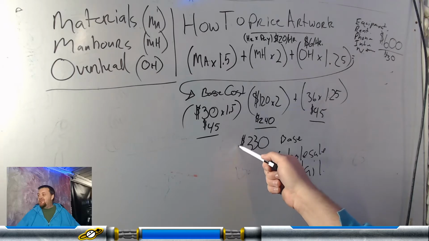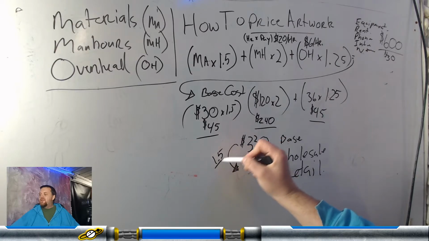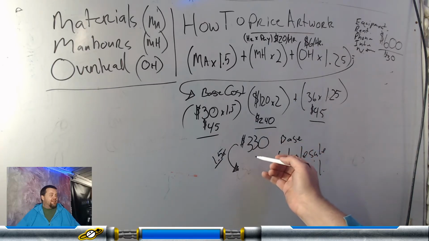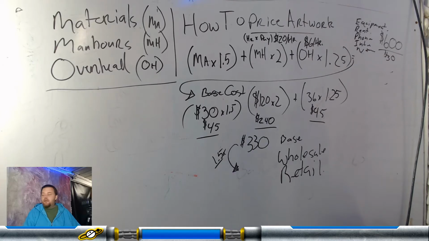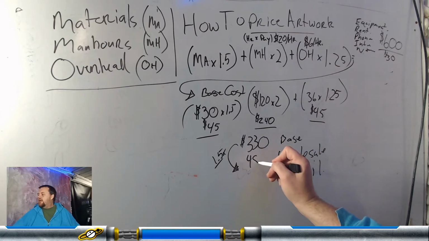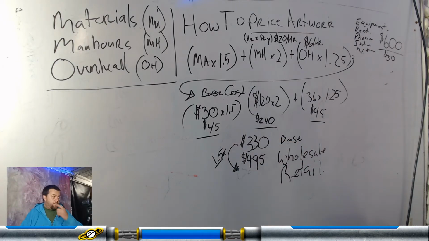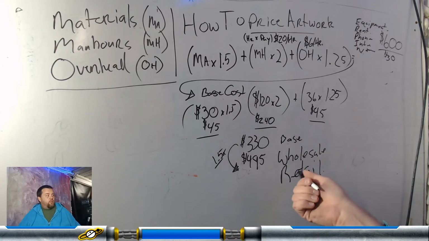I usually say it's going to be about 1.5 times that. Makes it easy, gives you a little bit of a buffer. And with something like this, that makes this $495 wholesale for a painting or whatever it is you're doing. Not a bad cost. Now we get into the retail.